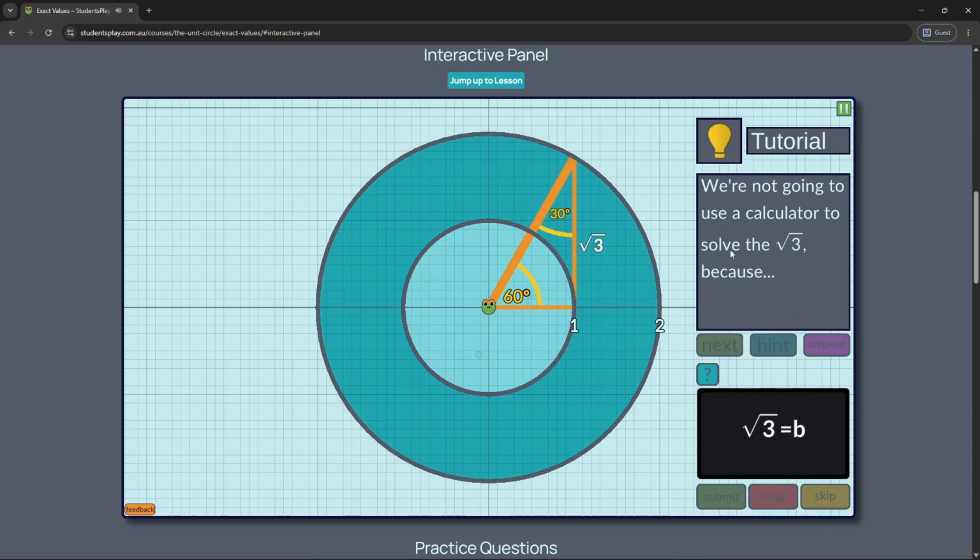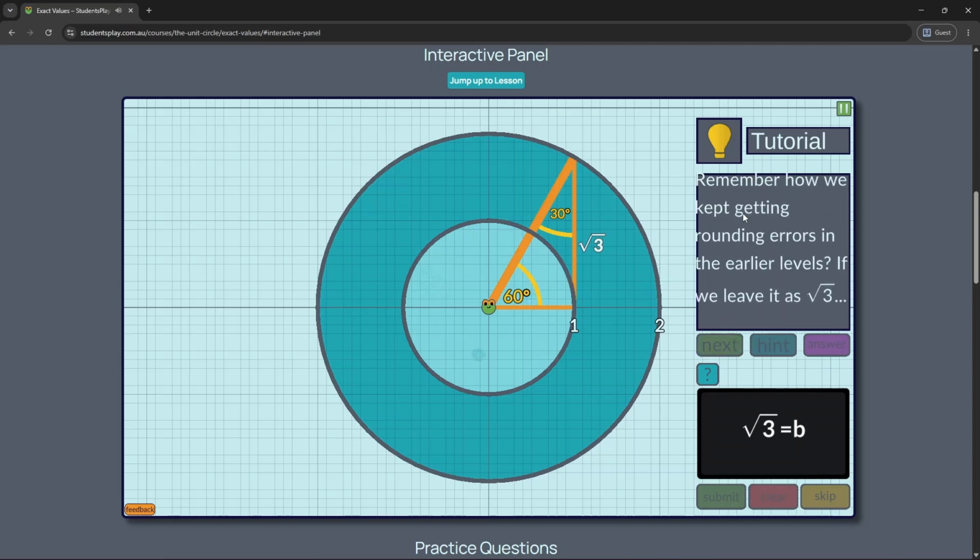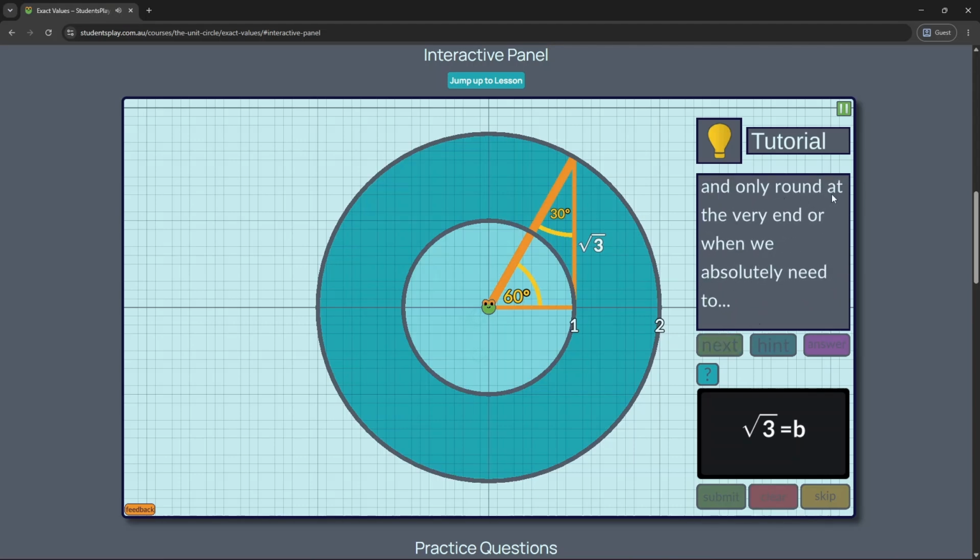We're not going to use a calculator to solve the square root of 3 because remember how we kept getting rounding errors in the earlier levels? If we leave it as square root of 3 and only round at the very end or when we absolutely need to, we can avoid the rounding errors. Also, once you get used to it, it makes your working and answers much neater and easier to use.